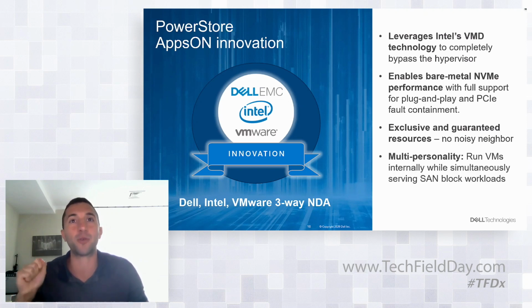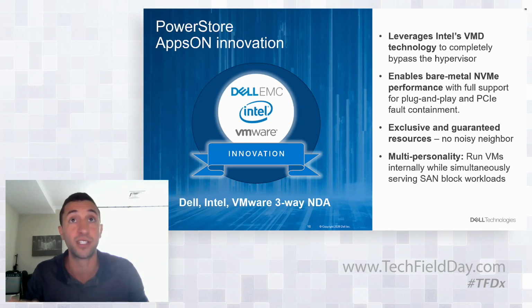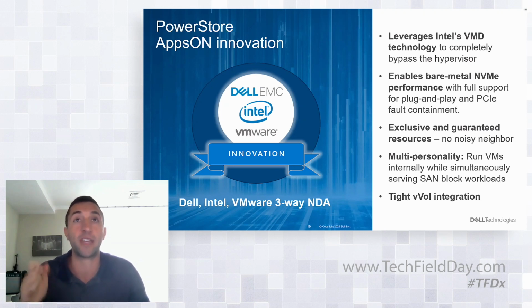Next is that PowerStore with AppsON, one of the awesome things about it, is actually multi-personality. So apart from allowing VMs to run on the PowerStore appliance as part of this new AppsON model, it also simultaneously acts as a traditional SAN in being able to serve storage to external servers via Fibre Channel and iSCSI. This allows customers to protect their existing infrastructure spend while helping them to modernize with this new operating model. And last, as I showed before, we have a very tight and unique vVols integration.